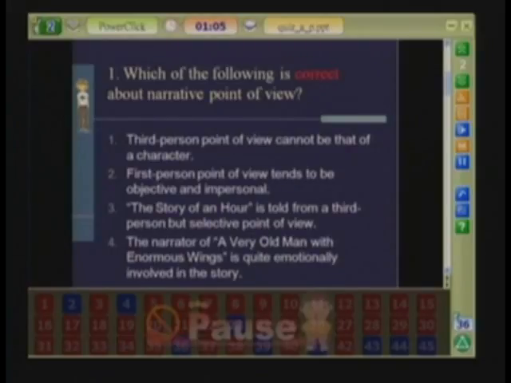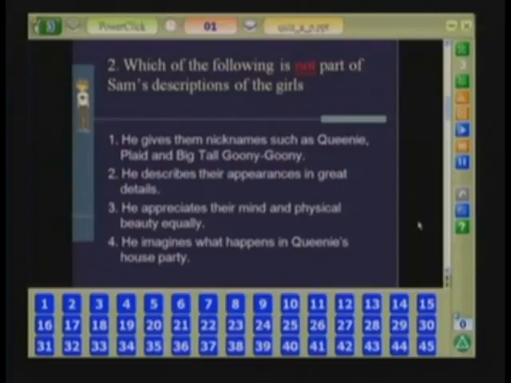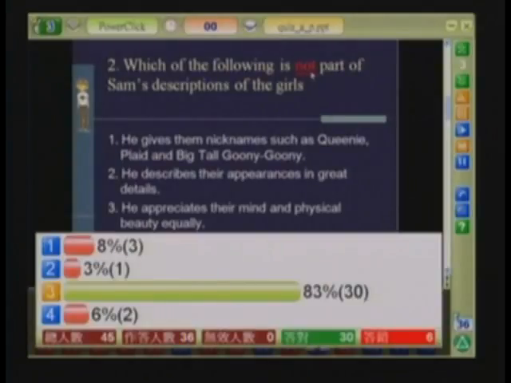And this is quite the opposite. The narrator of a very old man is not involved emotionally in the story, okay? Second one. It's not, maybe some of you missed the not here, okay? Yes, this is the correct one.